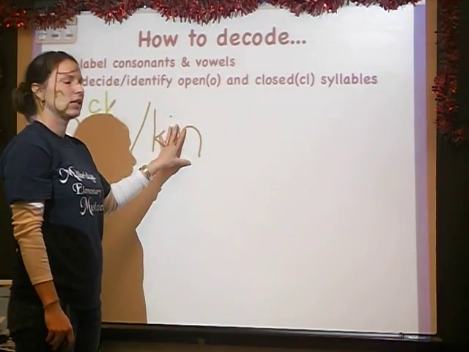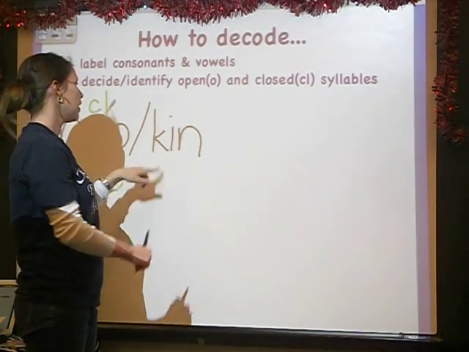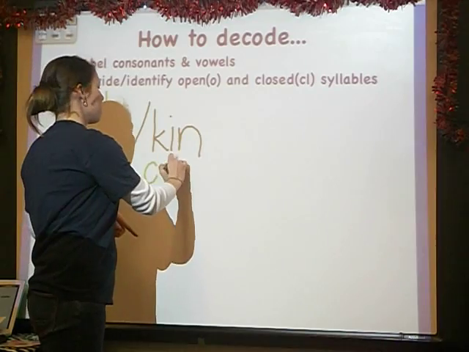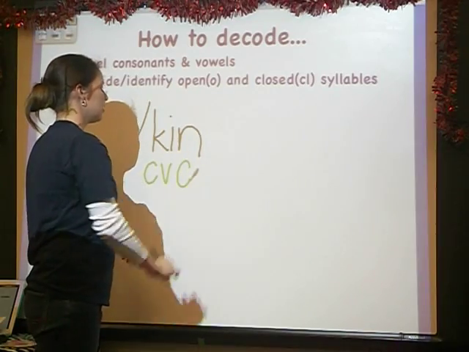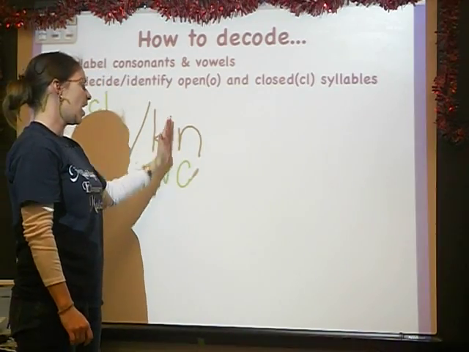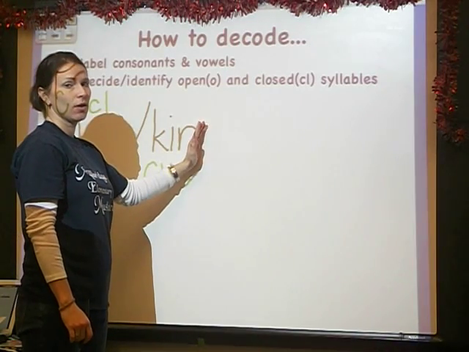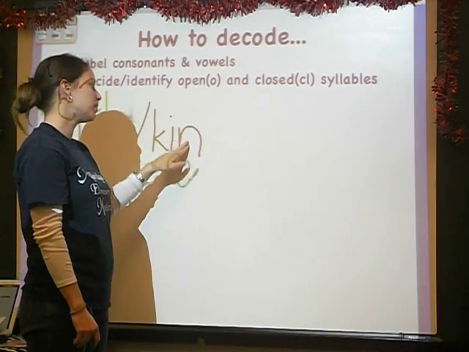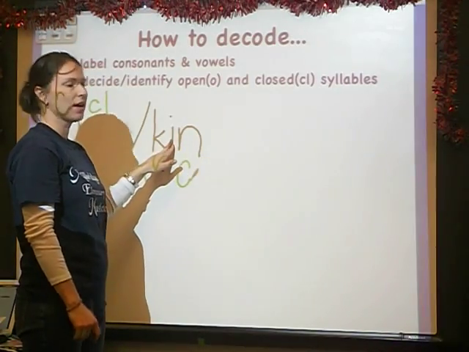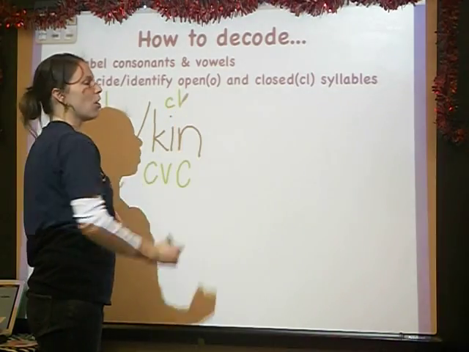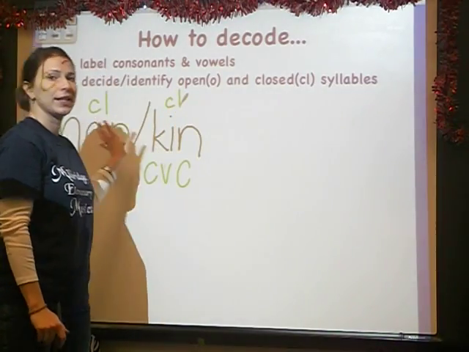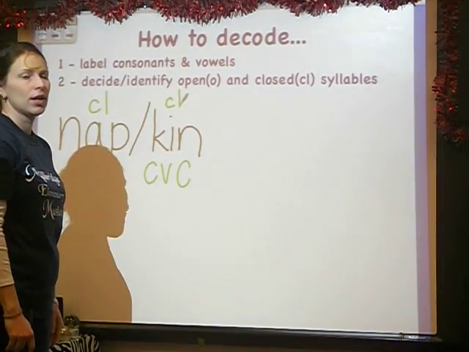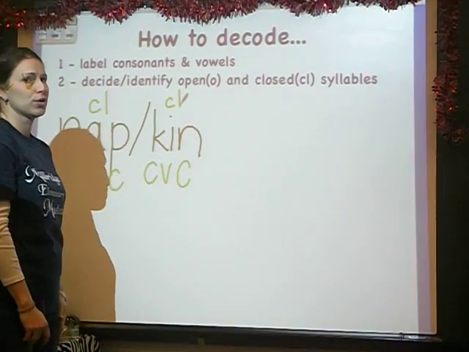Let's look at the second syllable, kin. Begins with a K. That is a consonant. The I is our vowel, and the N is another consonant. Here, our vowel is the I. Is it open or is it closed? I hope you said closed, because this N right here closes that off. This makes it a closed syllable. So if you look at the word napkin, both syllables are closed syllables. So the two vowels in this word do not say their name.